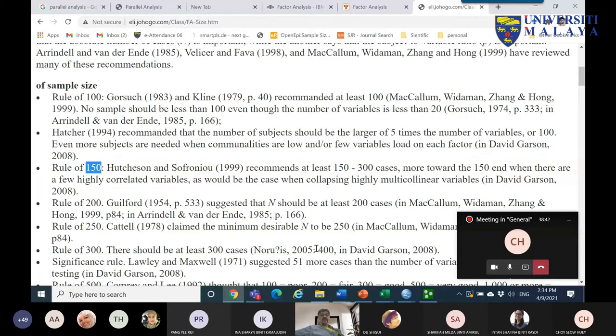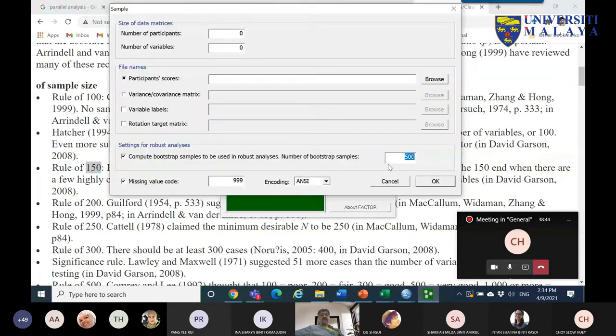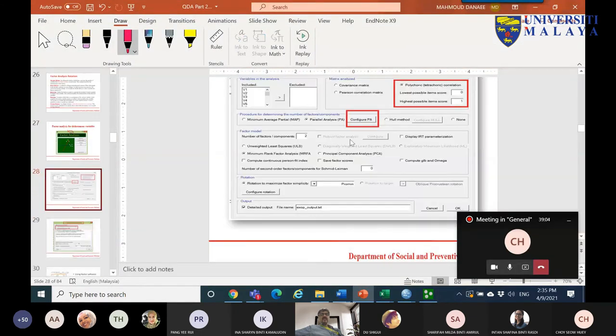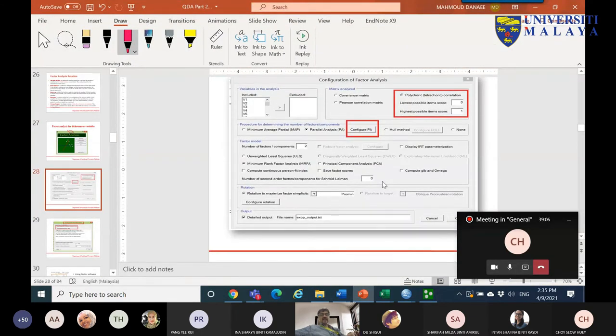So what we did, we tried to use the bootstrap. The bootstrap is a resampling procedure to improve the quality of the analysis. It is called the robustness of analysis. So anyhow, this is one interesting option. Of course, besides this option, the most interesting part is here.